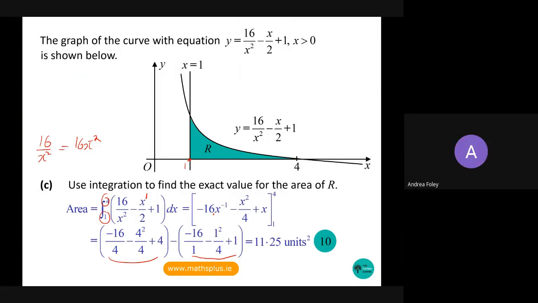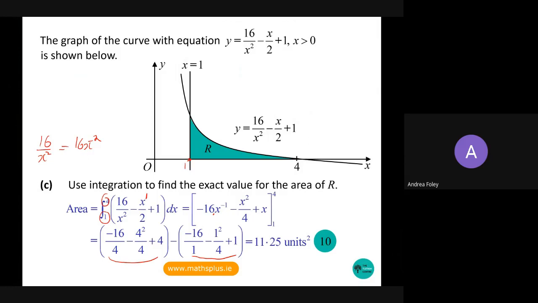So this one's marked on a 0, 5, 8, 10 scale. Low partial credit here for 5 marks is some correct integration, so any correct integration step, or a correct substitution into an incorrect integral. So you integrated incorrectly, but you correctly substituted in 4 or 1. That would come for low partial credit here in 5 marks.